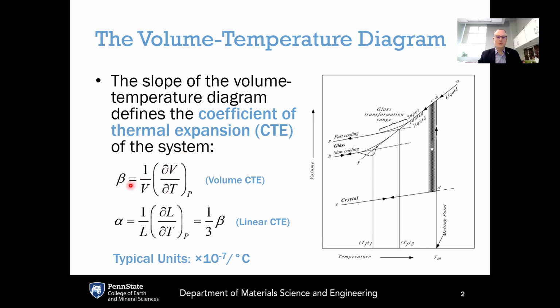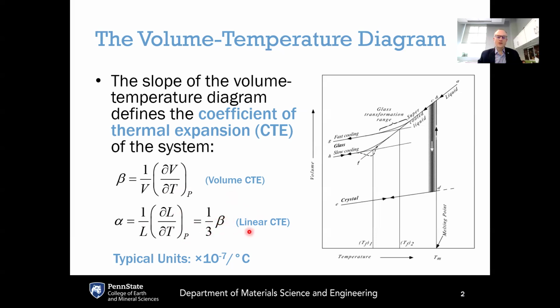It is more common to work with a linear CTE, where instead of a change in volume with respect to temperature, we deal with a change in length of the sample per unit temperature. So the linear CTE alpha is defined as being 1 over the length of the sample times the change in length with respect to temperature under constant pressure conditions, so isobaric conditions. And the linear CTE for an isotropic material like glass is related to the volumetric CTE as 1/3 of beta.